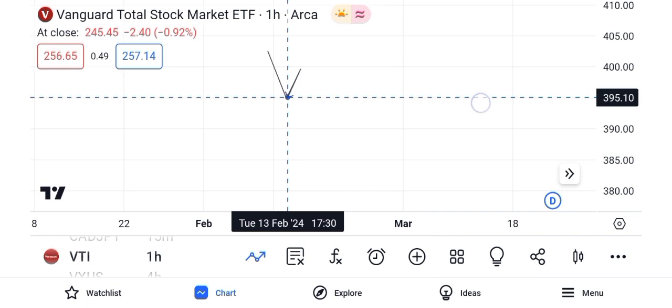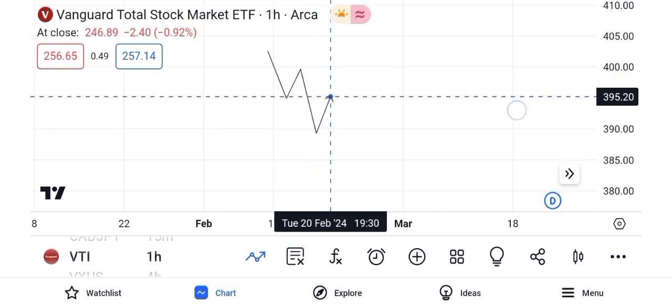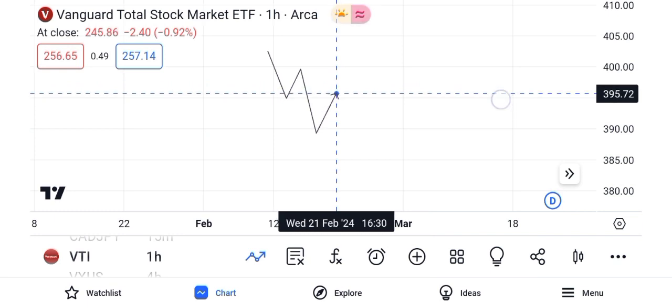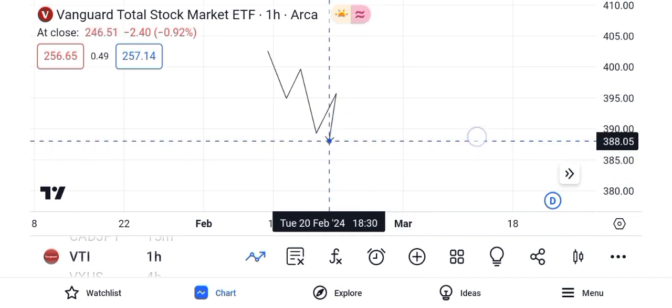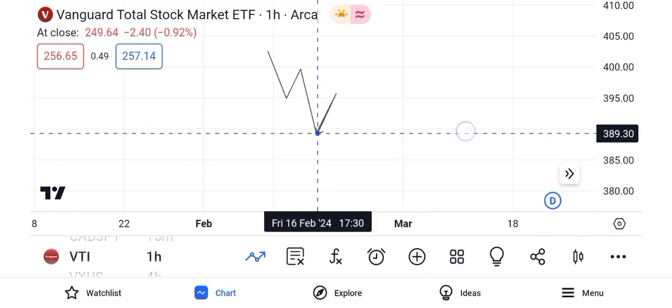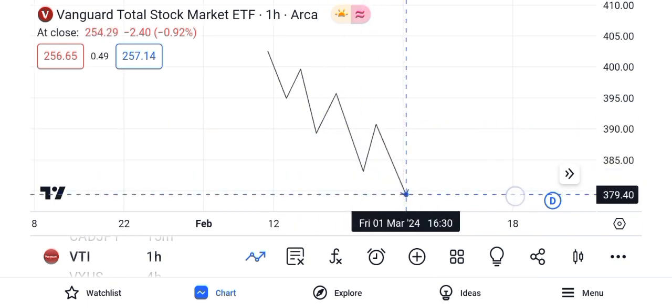It closes below this point here. So you notice something like this, then you see another retracement or correctional move to this point here, then another impulsive move which is always closing below this point here. So the impulsive move always closes below this point here, then another retracement, then the impulsive move. So this is how a simple downtrend looks like in the market.